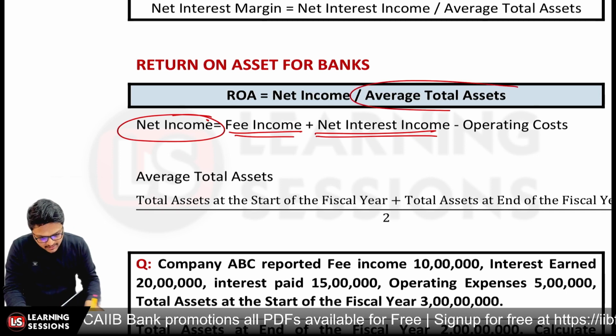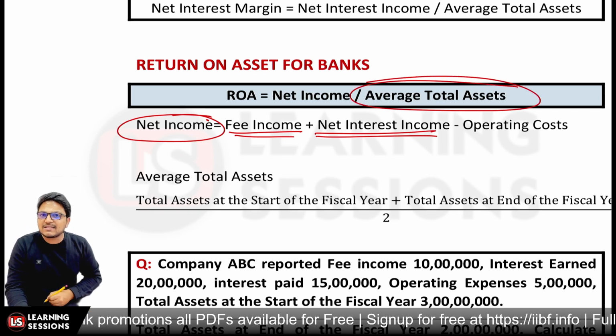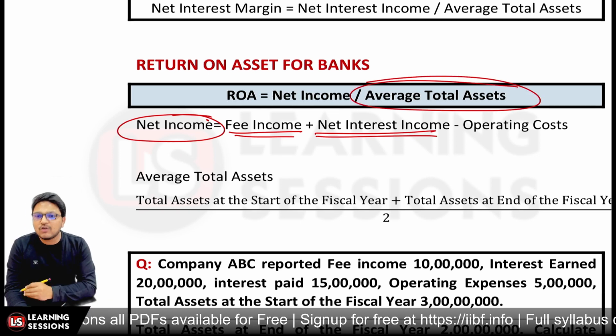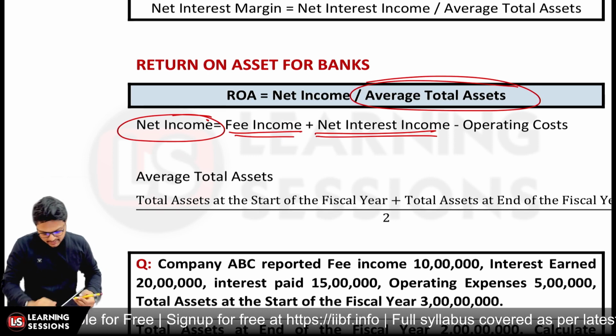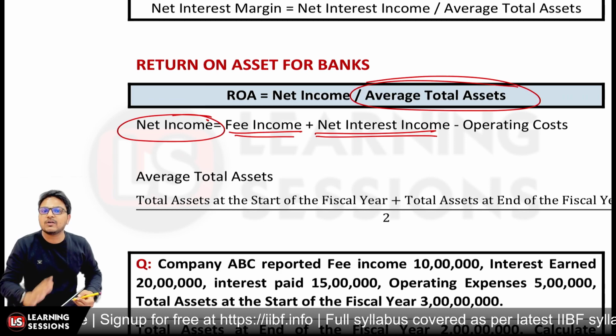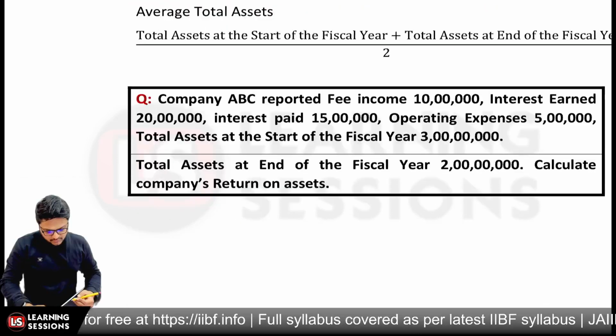And how can we calculate the average total assets? The average total assets will be equal to total assets at the beginning of the year plus total assets at the end of the year, divided by 2. That will be your average total assets, and this is how we can calculate the return on assets for the banks, right? So let's have a look at the question over here.